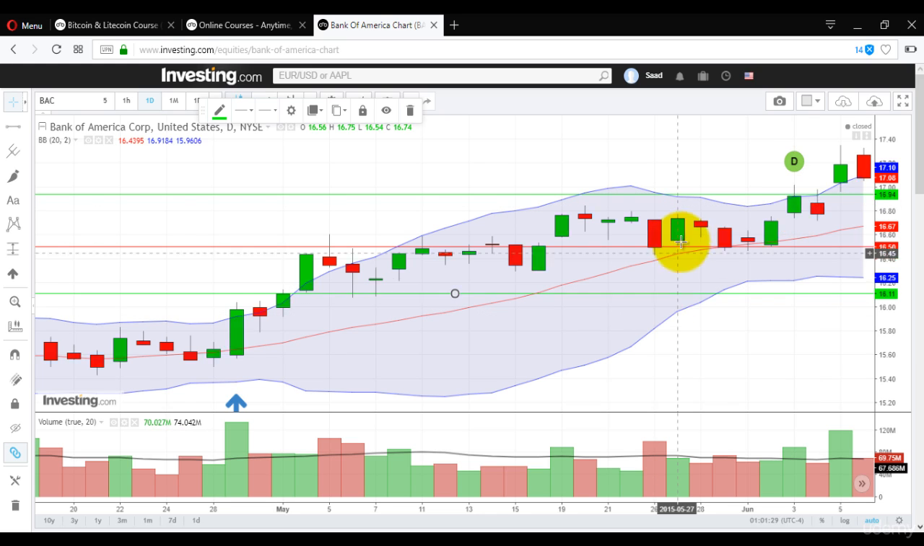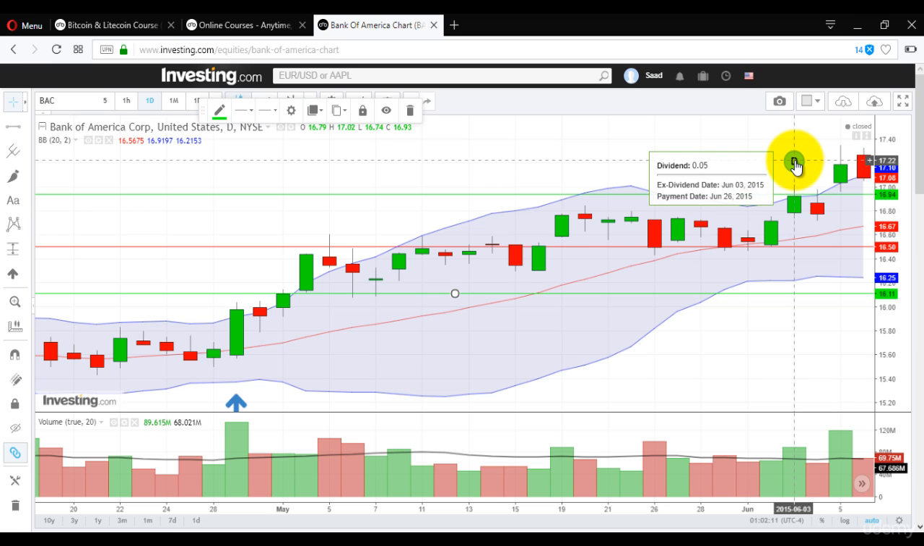And once we trade it right here on the short iron condor, it represented that we need to be vigilant. Now this D represents dividend. So one golden rule is never to trade around result season. Why? Because this is what happens. If the result comes good, for example right here, you can see 5-cent dividend on June 26, 2015. Payment date is, and ex-dividend is June 3rd. So it's not a good sign.